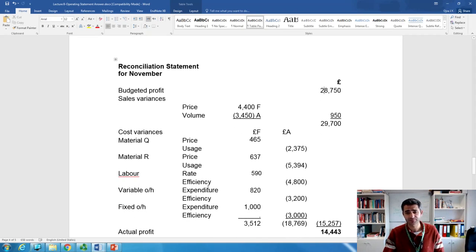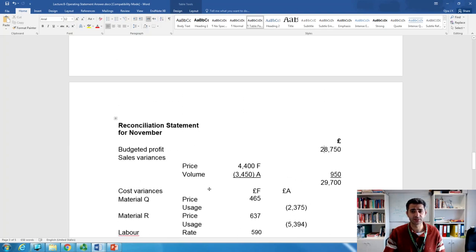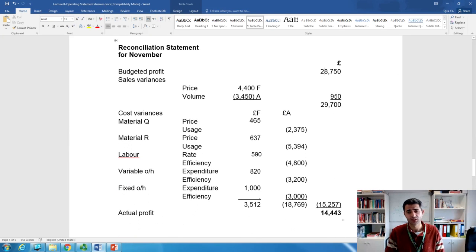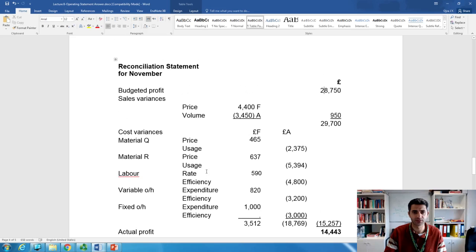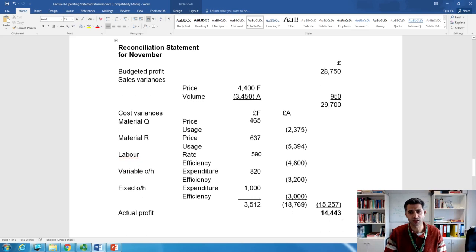I hope it's clear. The key is to practice, and the key is to memorize the formulas. My advice to you is to write these formulas, the 10 formulas, down on a piece of paper so you can access them easily. So don't get confused. The formulas are available in front of you, and you can apply them, do the variances, and then do the operating statement.